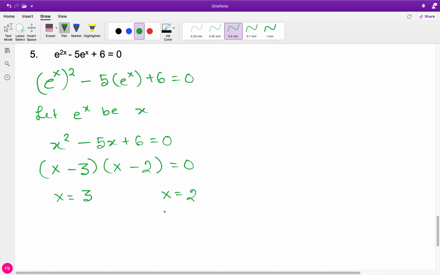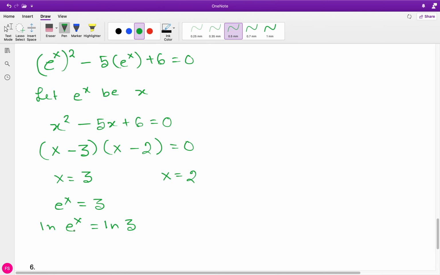Now you have to remember that this is not the real answer. This x is not really x, it's actually e to the power of x. So I'm going to write e to the power of x equals 3. And how to solve for this x? You can take ln both sides. This side you will have ln e to the power of x. This side you will just have ln of 3.